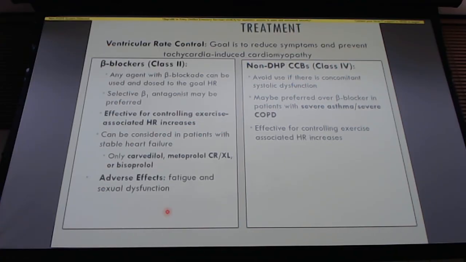And then your non-DHPs, if you had to pick between one or the other, you would go with your beta blocker first, then your non-DHP. Or if there's some type of contraindication as to why you cannot use your beta blocker, then we'll say, hey, I prefer this non-DHP and I'm going to use that.